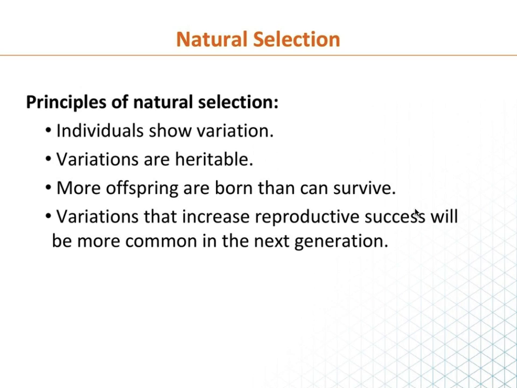All right, so there are 4 basic principles when it comes to natural selection. That in a population, individuals show variation, variation is heritable, more offspring are born than can survive, and variation that increases reproductive success will be more common in the next generation. I know that this is just a lot of words. We're going to explain it right now.